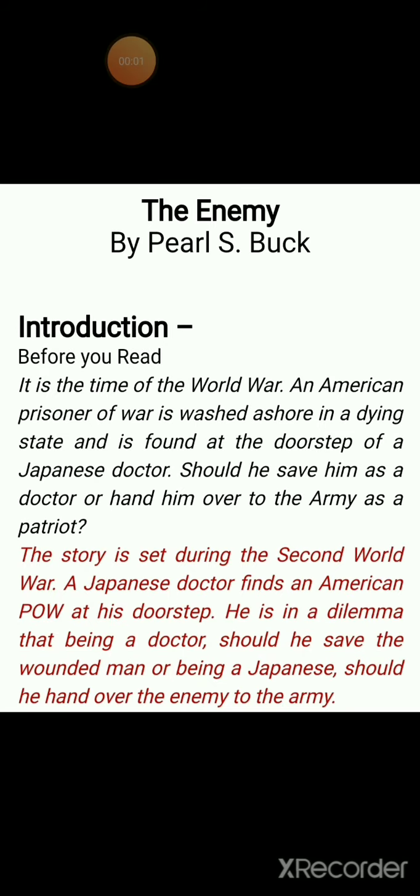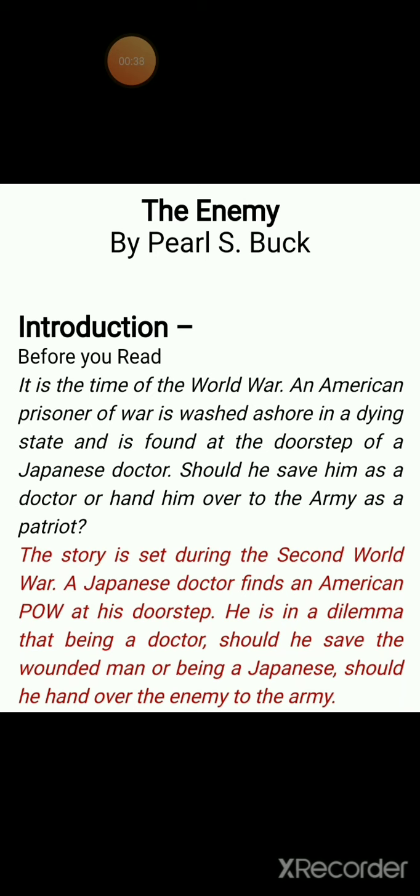Before we read, it is a time of the World War. An American prisoner of war is washed ashore in a dying state and is found at the doorstep of a Japanese doctor. Should he save him as a doctor or hand him over to the army as a patriot? So this is a question-based text which I am giving to you to think. If you are a doctor and you are getting a patient, first you will check the nationality of the patient, or you will first save his life.